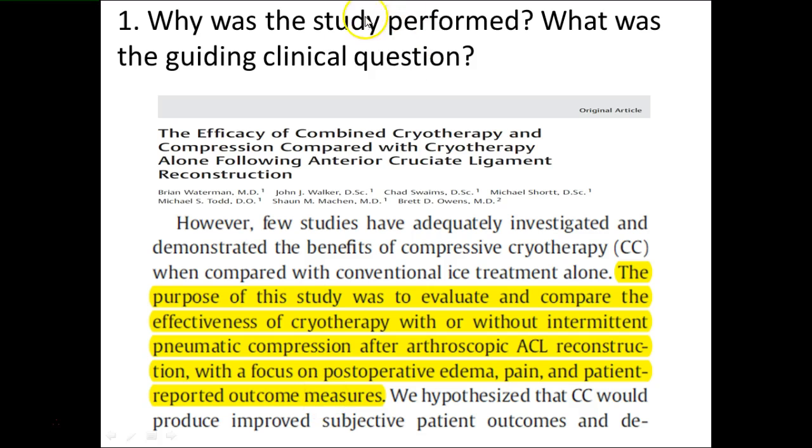And so we could say, okay, why was the study performed? That answers that piece of the question. And then the other question is, what was the guiding clinical question? Well, we could kind of guesstimate that maybe the clinical question had something to do with, is ice a more effective treatment than cryotherapy and ice in reducing either edema, pain or self-reported function in patients with ACLs, right? They gave us enough information to create a clinical question.